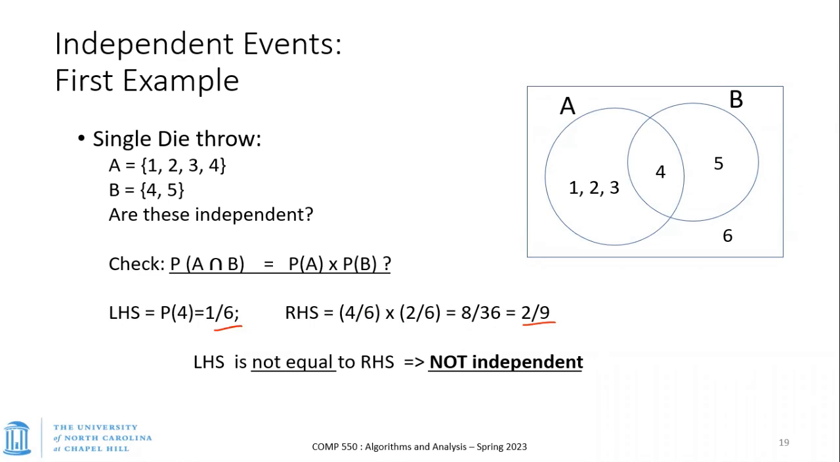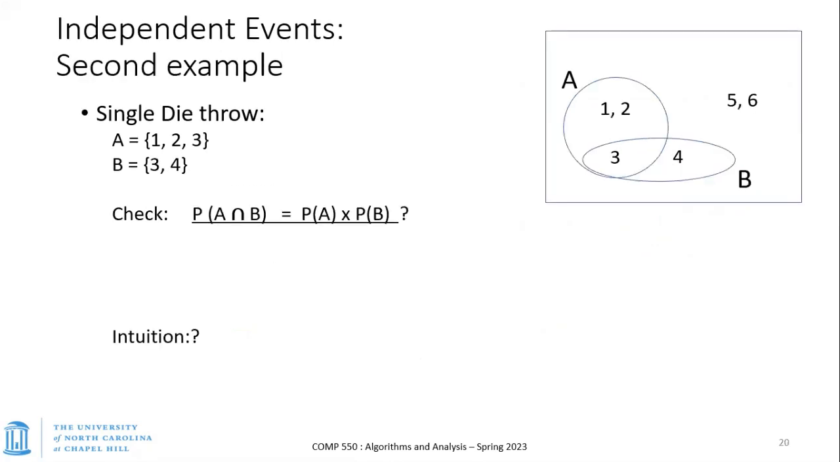You could have guessed that they're not independent, because the fact that B has occurred seems to have an intuitive impact on the probability of A. Instead of the probability of A being 4/6, it becomes 1/4. And the fact that A has occurred has an impact on B because they have some intersection; one of the outcomes is in common. Let's take a look at another example.